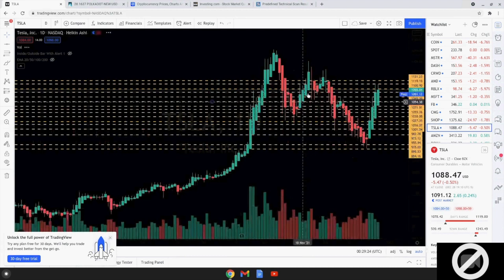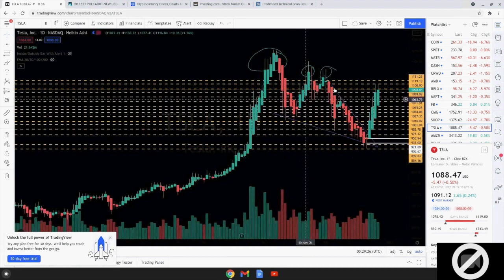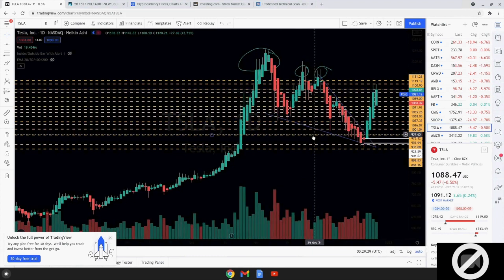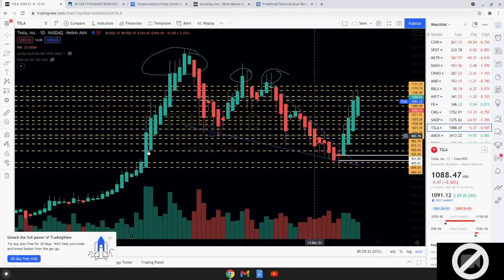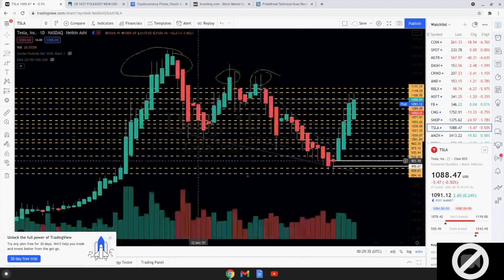So as you see, I got Tesla fully marked up. I'll just show you what I see so you know what it is that I'm looking at. As we said before, the W is the indication that it's going to go up. So an M is the reverse of that. It's an indication that it's going to go down, okay?